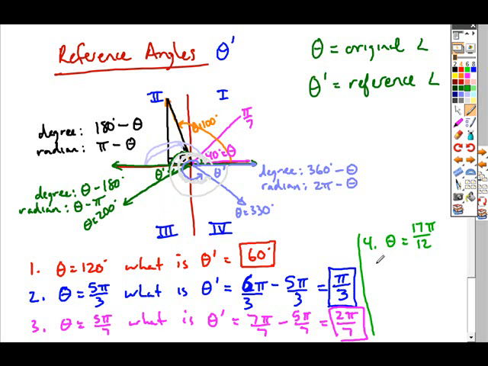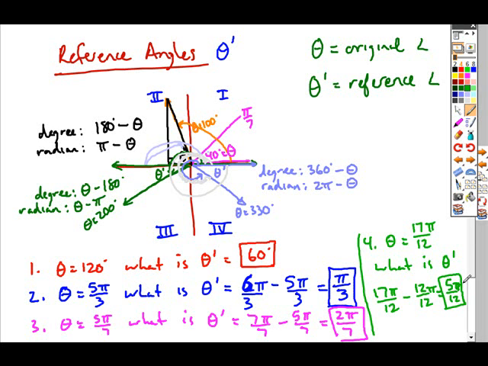And so if you're looking for our original angle, 17 pi over 12, what are we going to remove from it? 1 pi, which is how many twelfths? 12 over 12 pi. And so what do we get for our reference angle? 5 twelfths pi.